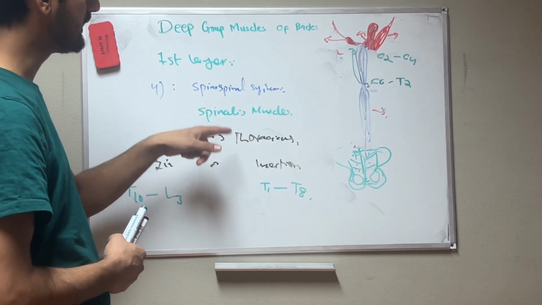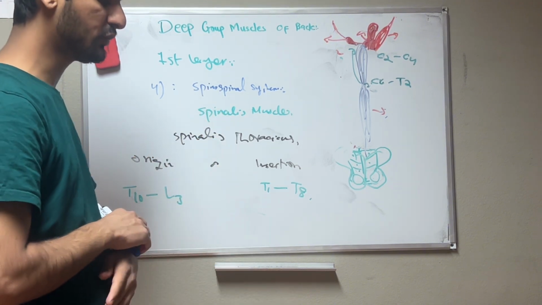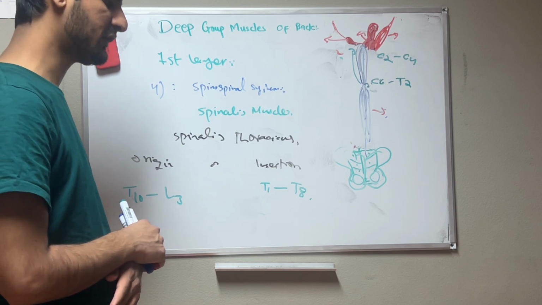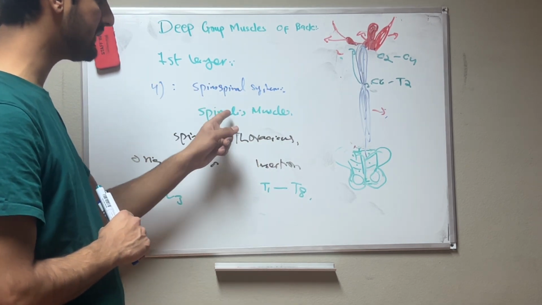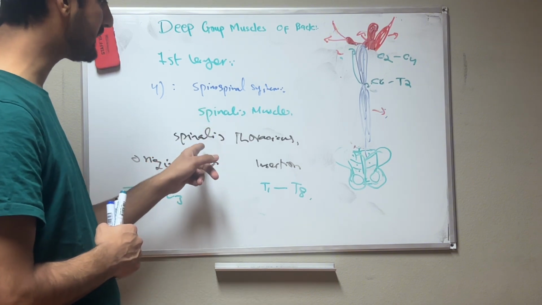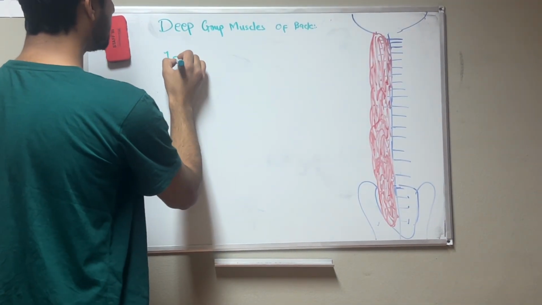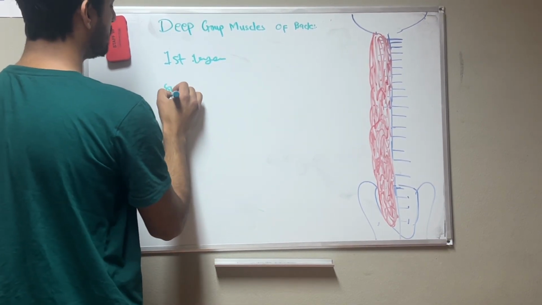This is the first layer of the deep muscles of the back, the superficial layer of the deep muscles, lying beneath the superficial group of back muscles. We have the first system, the spinospinal system, with one muscle, the spinalis muscle, which has two parts, spinalis thoracis and spinalis cervicis, which we discussed.